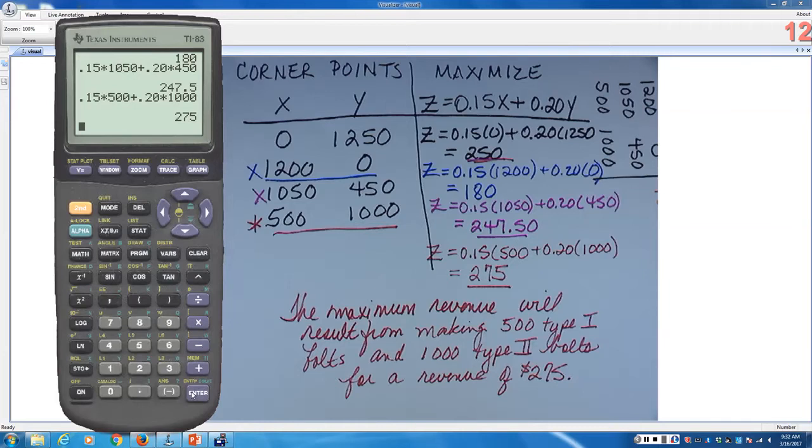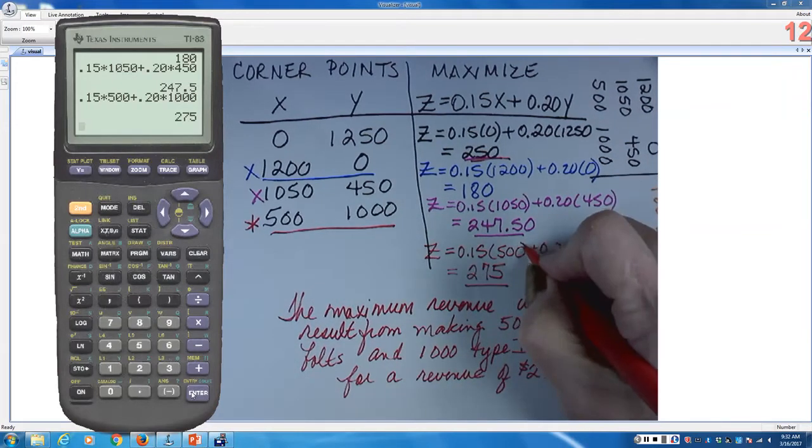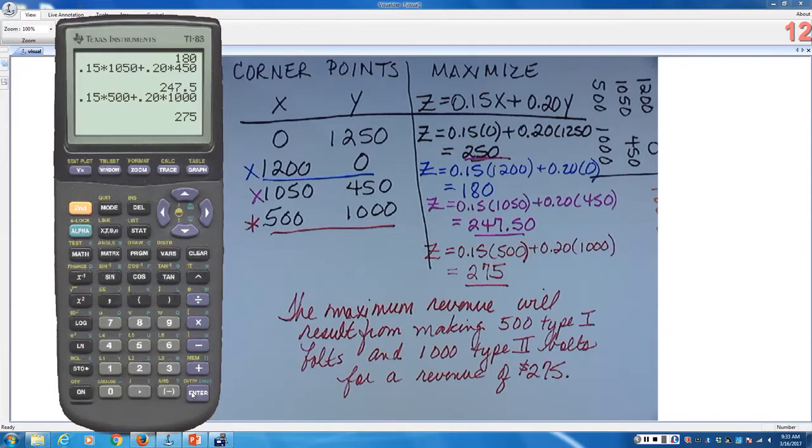Yes? Why is the last equation different from the rest? There's parentheses over. Because I left out a set of parentheses. Oh, okay, got it. Yeah, thank you. And when I put it in the calculator, I didn't use parentheses, I just used the multiplication symbol, because it works either way. Okay?